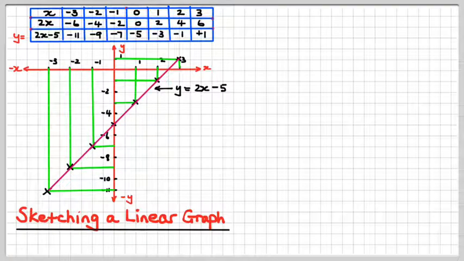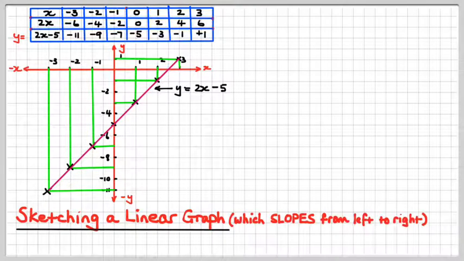Now we're going to do sketching a linear graph, which means we're only going to use 2 points, because you need 2 points to sketch a line, to fix what a line is going to look like. So this is really the shortcut approach, sketching a linear graph from its rule. These ones I'm referring to are for graphs which slope from left to right.